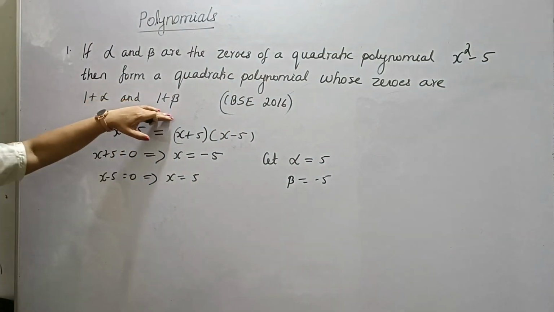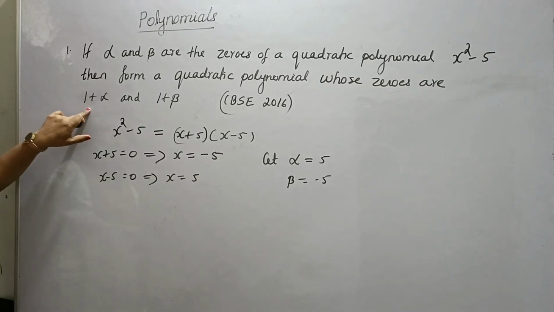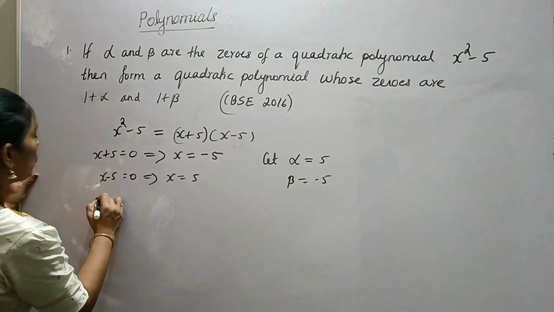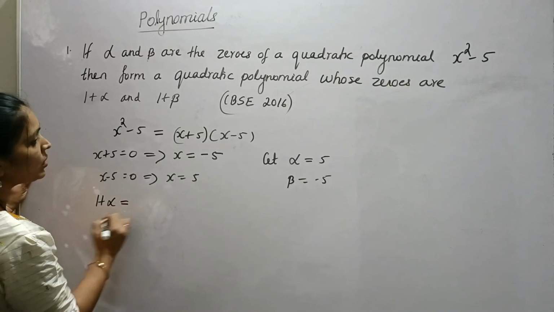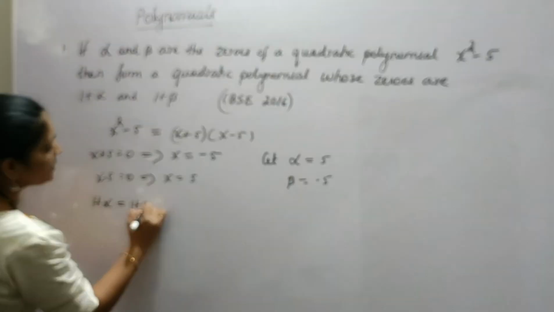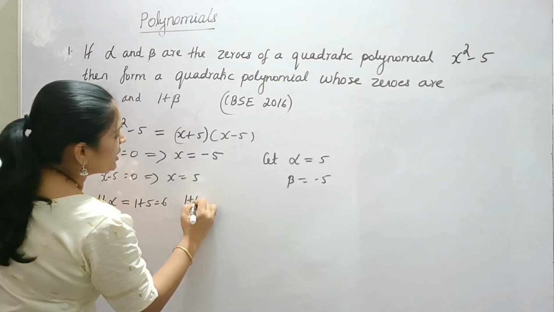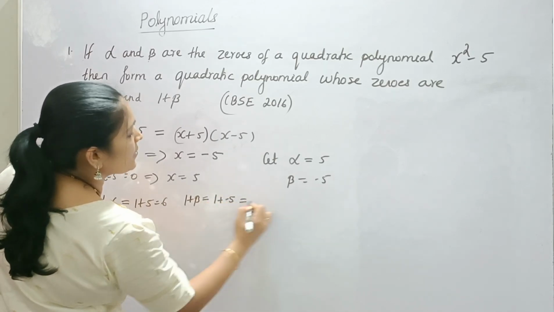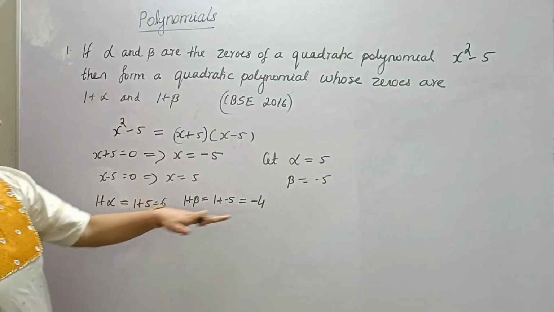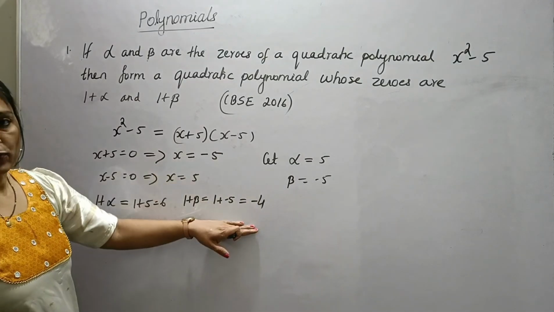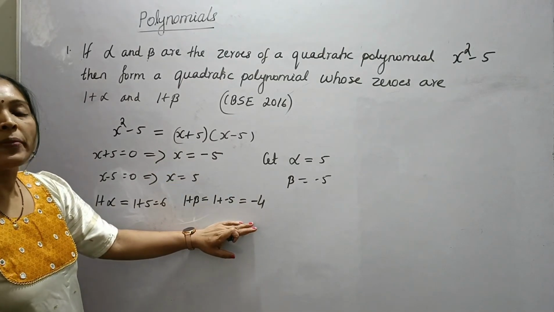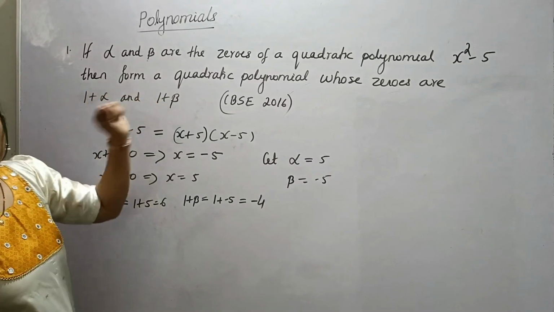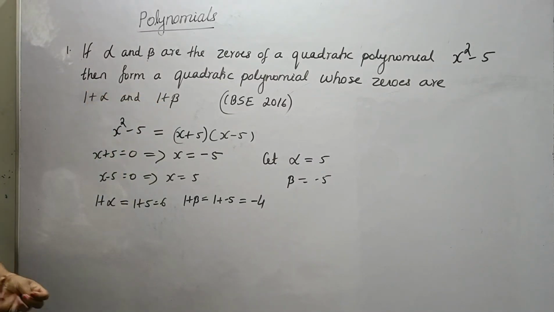Okay. Now here we can find the zeros, 1 plus alpha and 1 plus beta. Okay. So 1 plus alpha is equal to 1 plus 5, that is 6. 1 plus beta is equal to 1 plus minus 5, that is equal to minus 4. So what are the zeros? 6 and minus 4. Now here we have to form a quadratic equation which has the zeros 1 plus alpha and 1 plus beta. Okay.